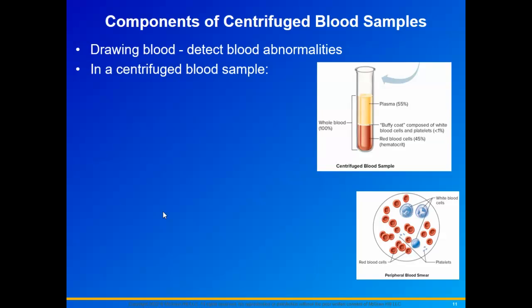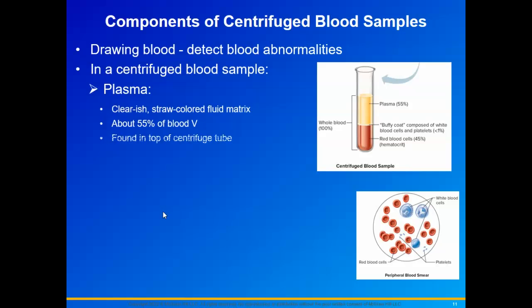And at that point, you're going to get layers. Those layers are going to be based on the density of the components that are in there, along with a little bit of size, but that plays a role in density. All right, so when you spin blood down, you're going to get 3 major layers. The largest layer is going to be plasma. And that's going to be, like we talked about before, approximately 50 to 55% of your blood. Plasma is going to be this clearish, a little bit tinted yellow, straw-colored fluid matrix, and it's going to be found at the top.